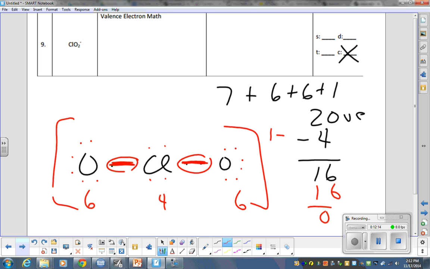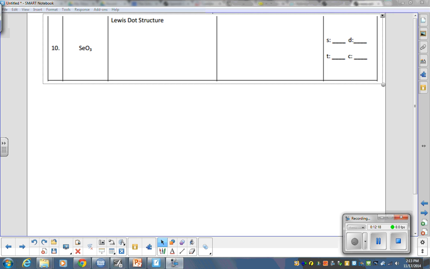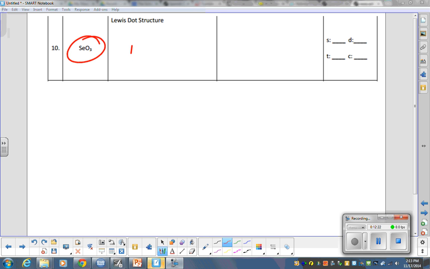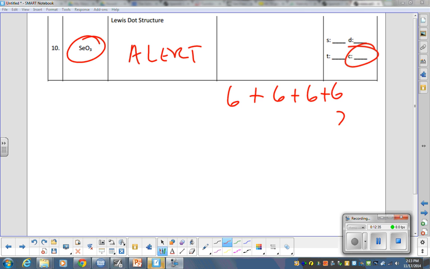All right, I go to do this one. The first thing I notice is I got oxygen on the outside. Alert, alert, alert. That pretty much means that you could have a coordinate bond. I'll show you an easy way to check that. So what I'm going to do is selenium has 6. Oxygen has 6, 6, and 6 for a total of 24 valence electrons. So I go Se, I go O, O, O, 1, 2, 3, 4, 5, 6. I just used 6 electrons. 24 minus 6 is going to be 18 remaining electrons.